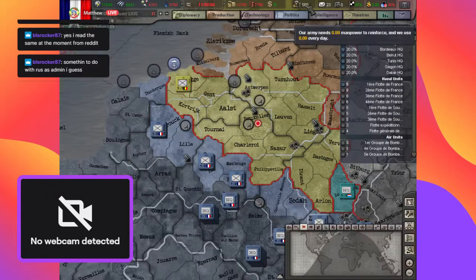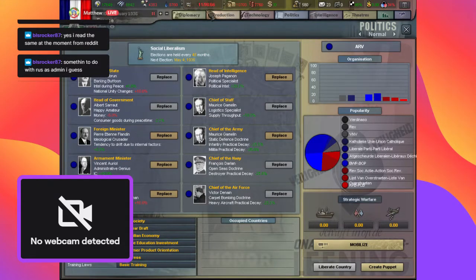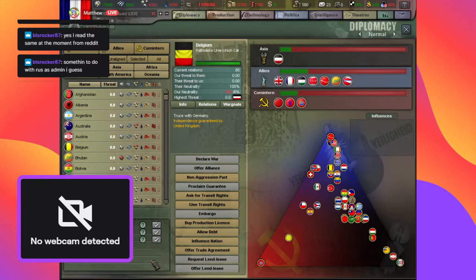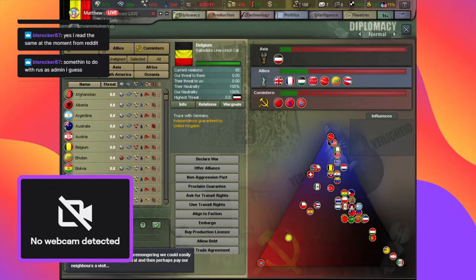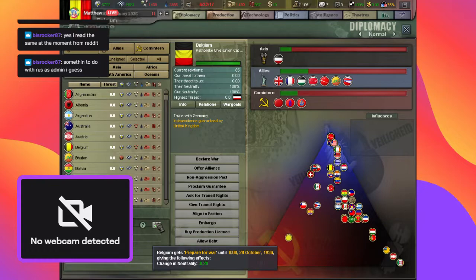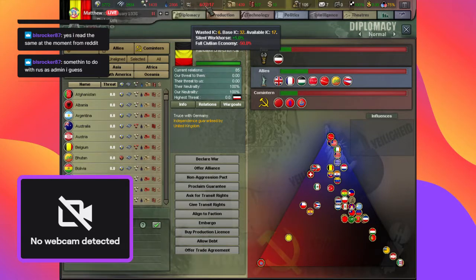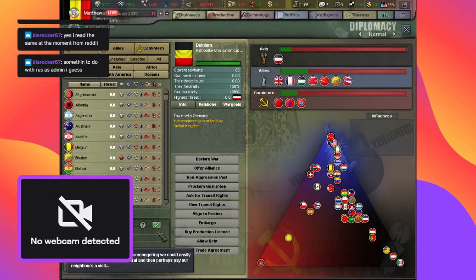So let me back out of this. Go back to the, no, it was the democracy. You see how it's not there? Okay, let me go back to Belgium. Do you see this down here on the bottom left-hand corner? Prepare for war. So for this it decreases neutrality, but it depends on your industry. So if your industry is too high, this will go. You won't be able to use it.